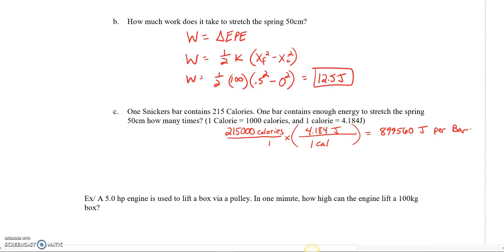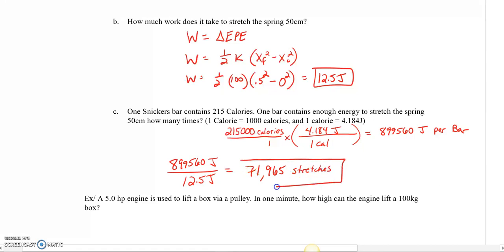And so in part B, we figured out that it takes 12.5 joules of energy to stretch this spring one time. So to find out how many times you could stretch this spring using the energy stored in one Snickers bar, we just take the energy, 899,560 joules divided by 12.5 joules per stretch. Find out that it would do almost 72,000 stretches, 71,965 stretches. Lots of energy in those candy bars.